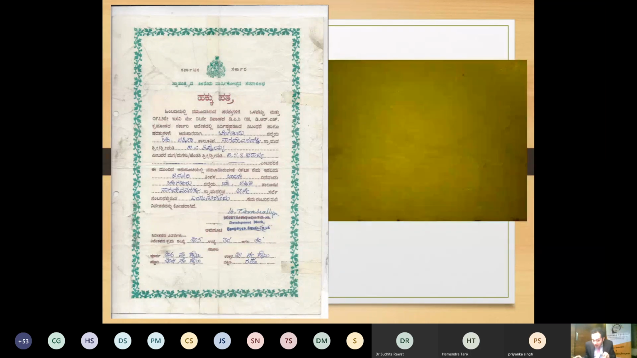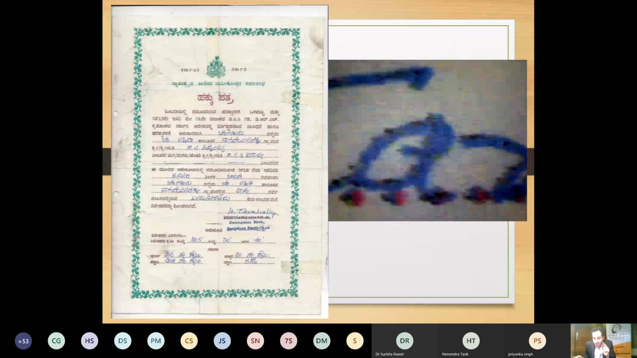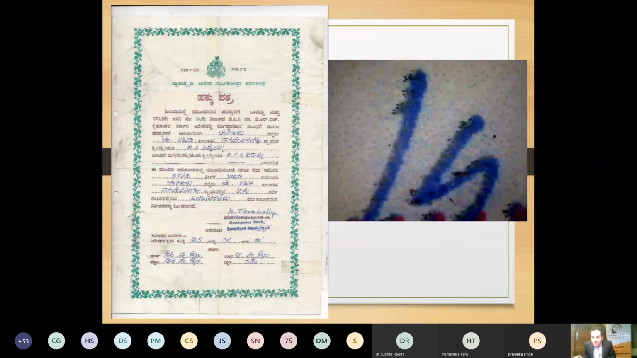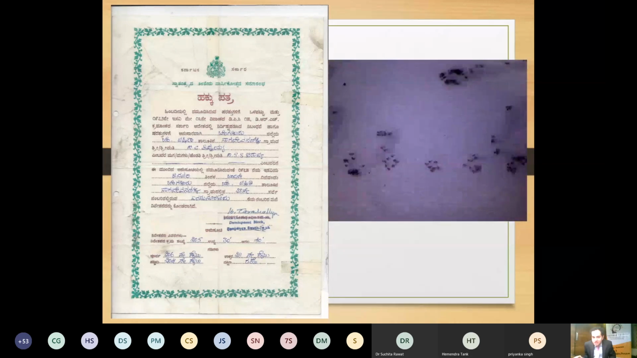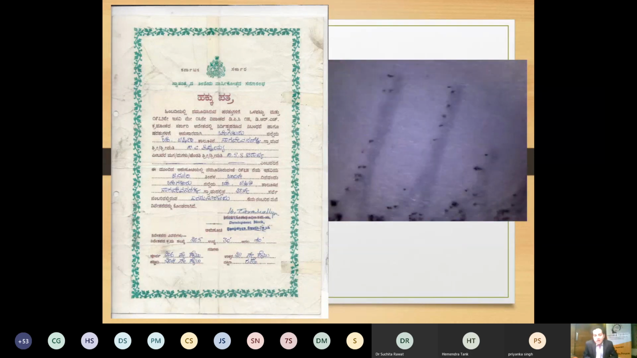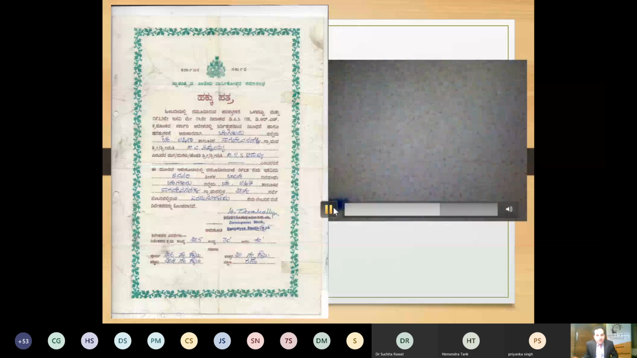UV, IR. If it is a toner ink, it will be visible. If it is a chemical based ink, it goes transparent under IR. Here, you can see the clear-cut black outline under IR lighting conditions. The complete signature of the Tahsildar has a black outline, which is a clear-cut and conclusive fact that except for the handwritten content in the given document, everything else is a result of color photocopy.